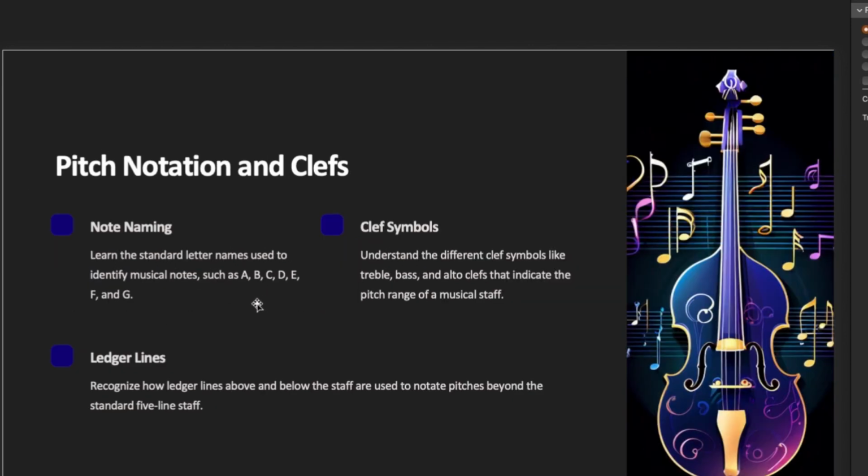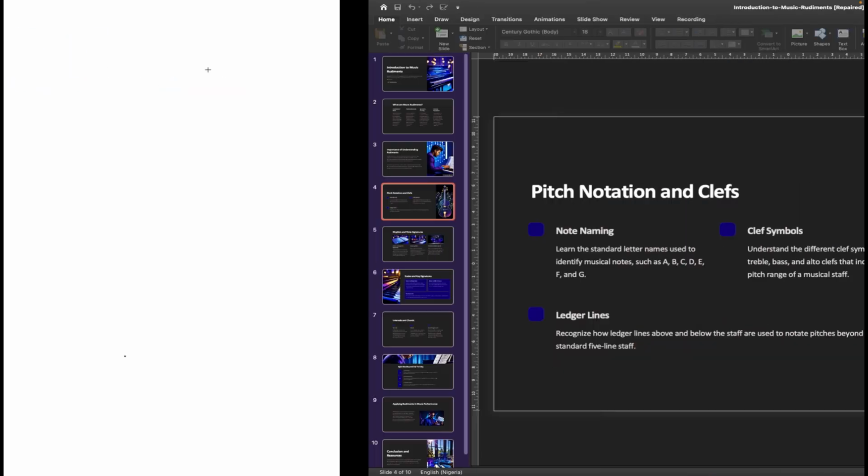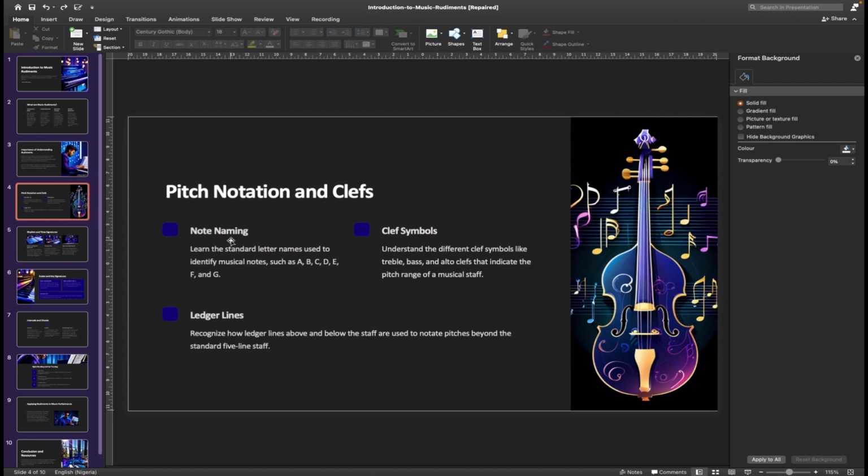So let's quickly dive into the pitch and the clef. I will try to buttress a little point over here. Like we all know, in music we use seven alphabets, which means we use A to G in our musical alphabet. So we use A to G, which denotes the names that we give to our musical notes.